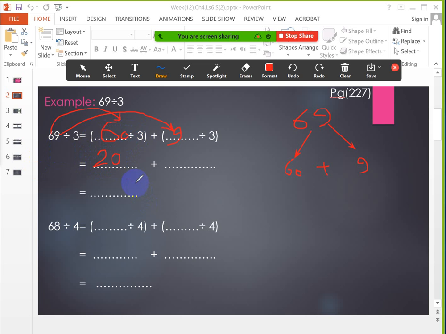Okay? Now, I will divide the division between these parentheses. 9 divided by 3. What's the number that I will multiply with 3? The answer will be 9. I have to think about the multiplication table.